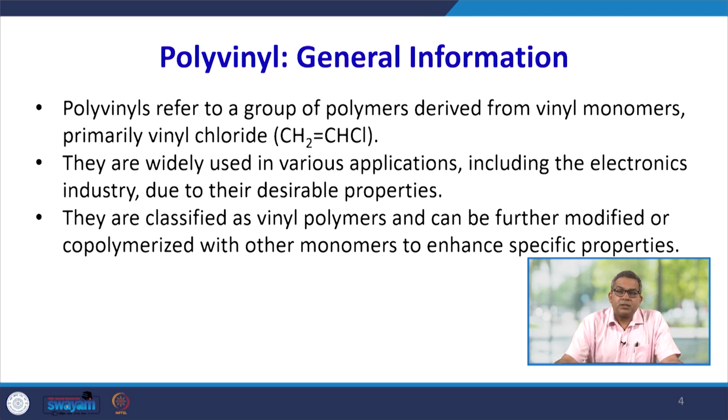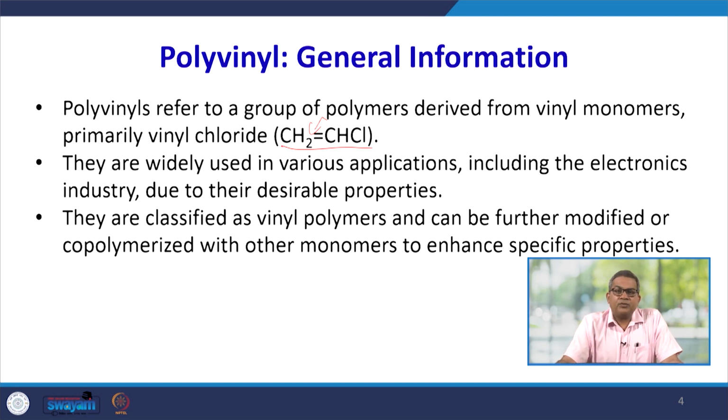Now, polyvinyl refers to a group of polymers derived from the vinyl monomer, primarily vinyl chloride, and this is the structure, CH2 double bond CHCl. This double bond enables further polymerization of this monomer, and they are widely used in the electronics industry due to their desirable inherent properties.